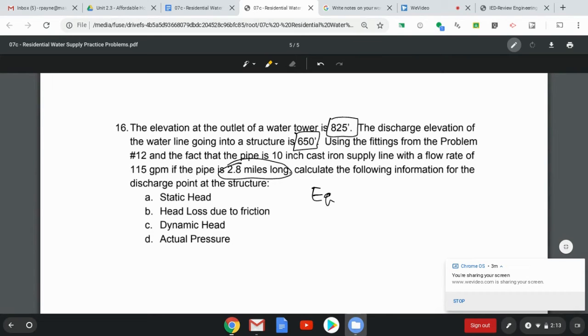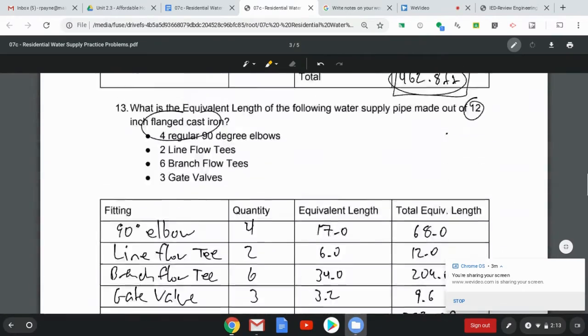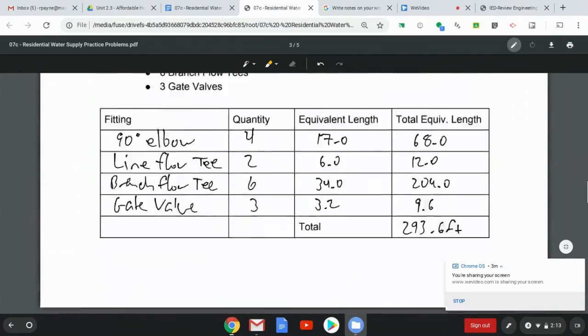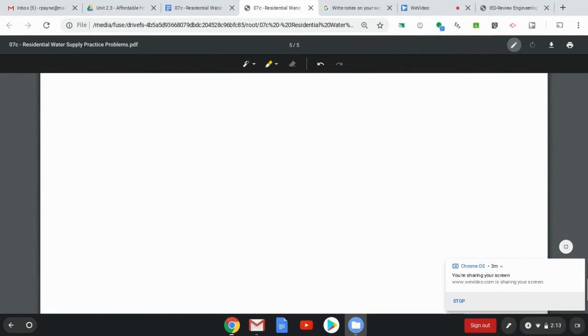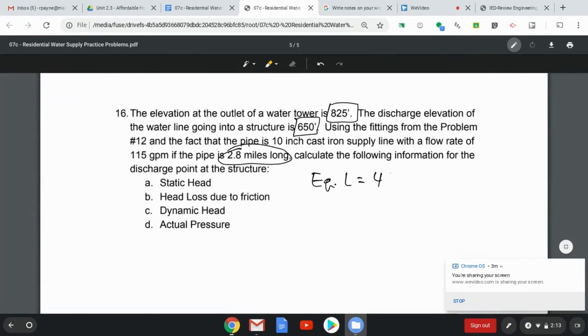Equivalent length is equal to 462.8 feet. Flow rate Q of 115. 10-inch cast iron. So if cast iron, then C is 100. That's coming from that table.